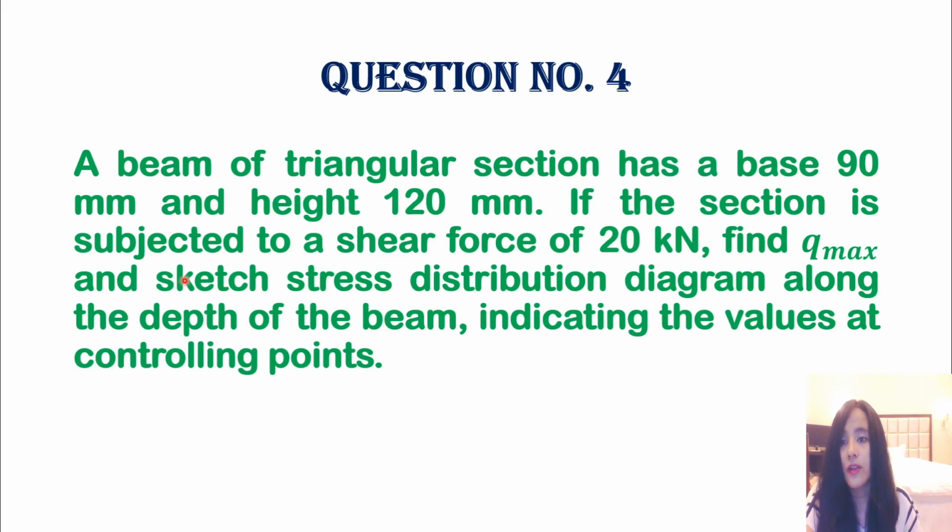So this is a numerical for a triangular section, and let's see how we can find it. The statement says a beam of triangular section has a base 90 mm and height 120 mm. If the section is subjected to a shear force of 20 kN, find Q max and sketch the stress distribution diagram along the depth of the beam, indicating the values at controlling points. So let us see how we can find the shear stress distribution diagram for this triangular section.